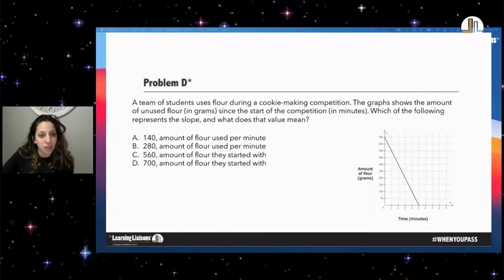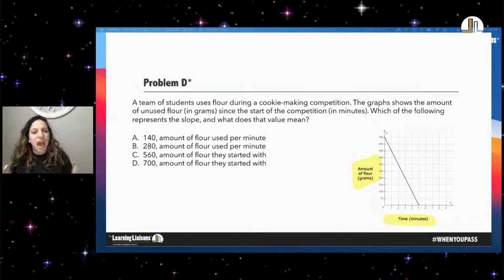Which of the following represents the slope, and what does that value mean? All right, so we know that this is the amount of flour over a certain amount of time. So the graph is showing the amount of unused flour since the competition, and they're making cookies.